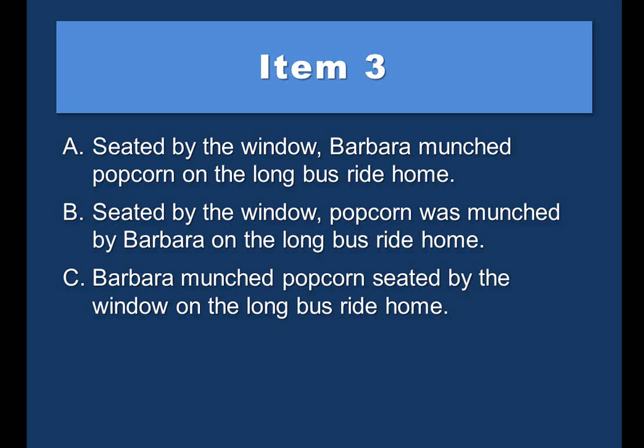But as we suggested initially, you should not commit the mistake of marking any one answer choice outrightly just because it appears correct. You should consider all the other choices as well. Let us look at B part. Seated by the window. Popcorn was munched. Was popcorn seated by the window? No. So B has an error. C part now. Barbara munched popcorn seated by the window. So was popcorn seated by the window? No again. Answer should be choice A as we discussed earlier.